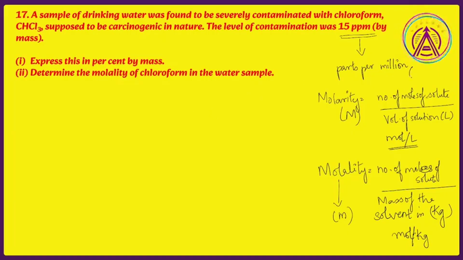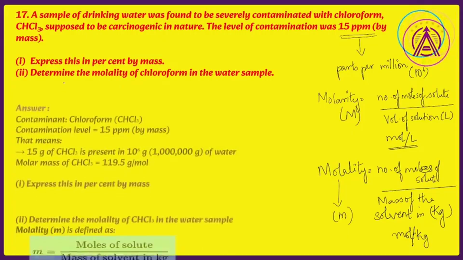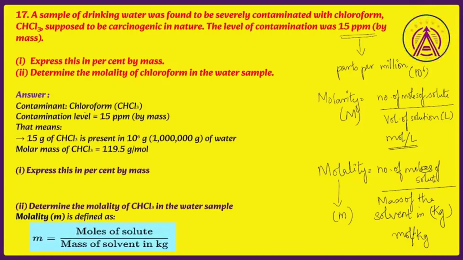So millionth is nothing but 10 power 6. Okay. So express this in percent by mass. So what do you mean by 15 ppm? Okay. 15 ppm basically means, see, contaminant is chloroform, that we know from the question. Its level is 15 ppm by mass. So what does it mean? In 1 million grams of water, we have 15 grams of chloroform.